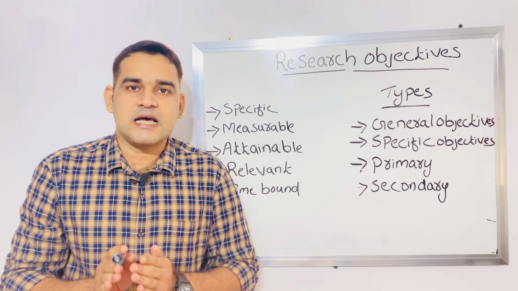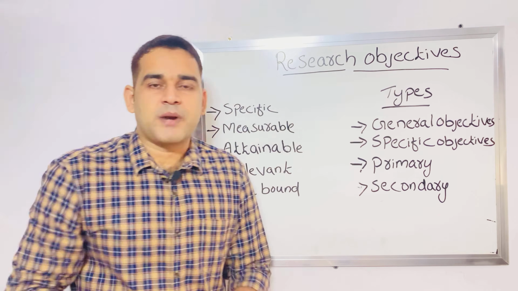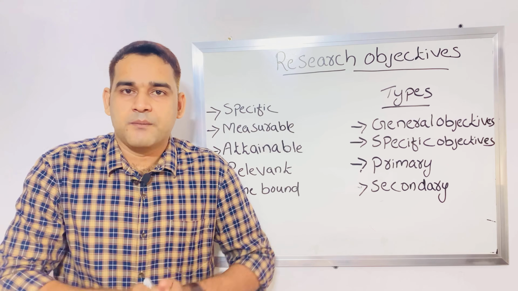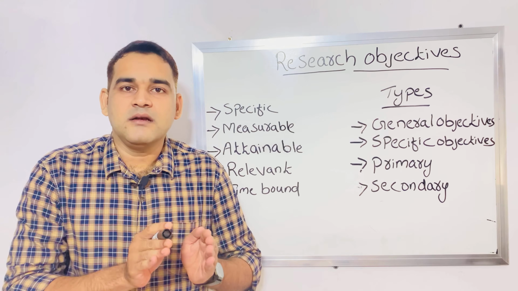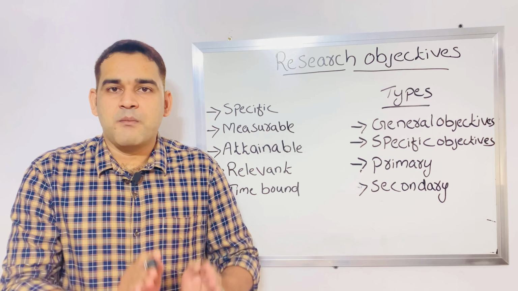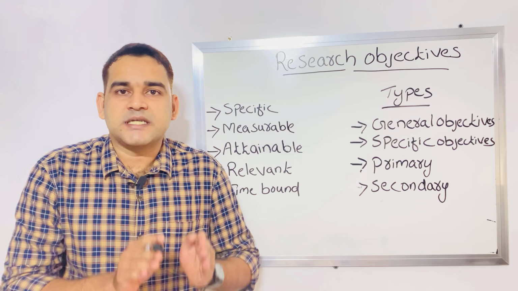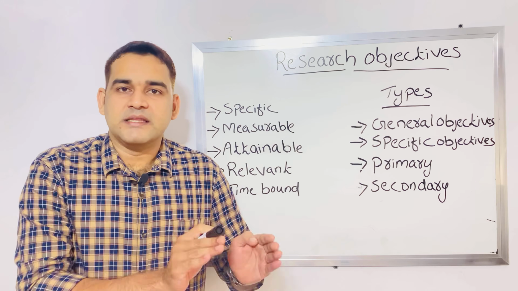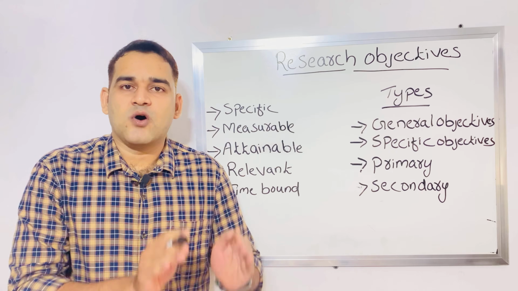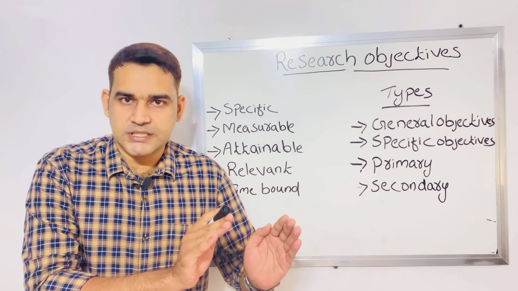Next we can see another classification, that is the primary objective as well as secondary objectives. Primary objective, from the name itself, primary means the main objective or the main focus. In this objective, the researcher is expecting what has to be achieved by the study. That is the main or the primary focus. The main focus of the study is the primary objective.